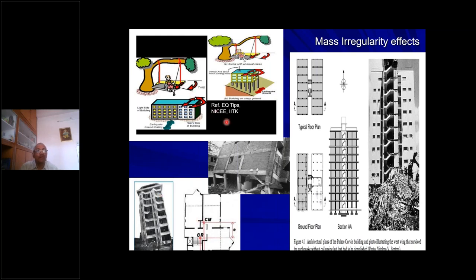You can refer to the earthquake tips published by NICEE, IITK. You can see how beautifully they explain the effects of the mass. They have shown a swing. Suppose you sit at the middle of the swing, you swing in a proper way. But if you sit at one corner of the swing, then the swing will not be proper. The swing motion will be in a different direction. That is the way they have explained it beautifully in these tips. Everybody needs to study those aspects. About 32 earthquake tips are given, and they are freely downloadable. You can go through those tips.